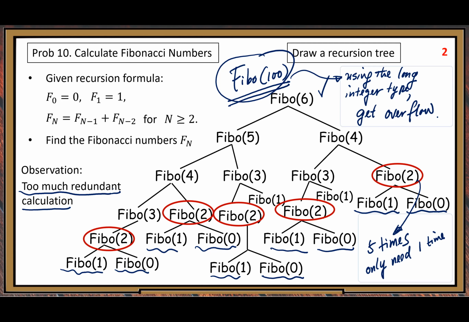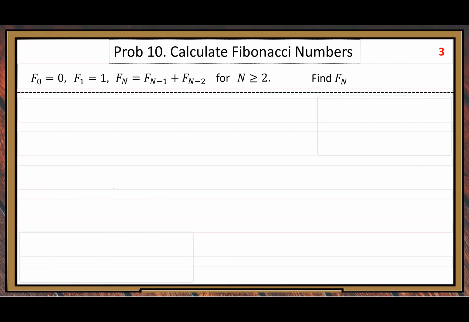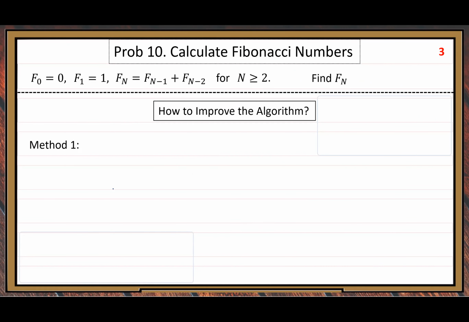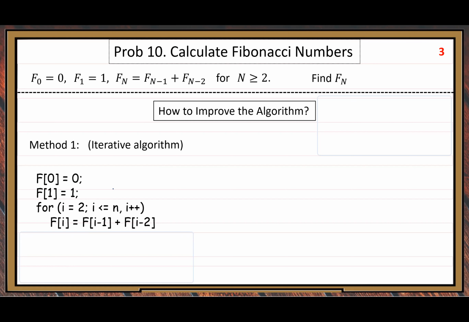First, we know we need to do redundancy removal to improve the efficiency of this algorithm. The next question, how to avoid redundant calculation? How to improve method 1? Iterative algorithm. We do not use recursion, because that recursive algorithm gives us the huge redundancy. If we do not use the recursion, then we can avoid it. And here we can use this iterative method.